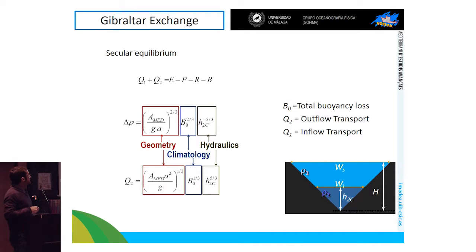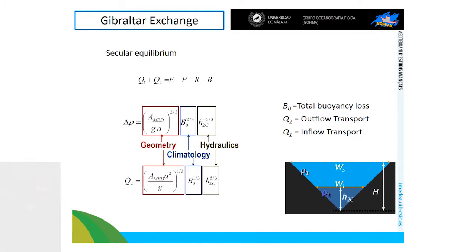And also there's a parameter here which is related to the hydraulic control in the Strait of Gibraltar. So if the Gibraltar Strait was a pipe, we would not have this term here, but it is. And the outflow is also linked to different terms which also relate to geometry, climatology, and hydraulics. So if our model is not able to have reasonable values for all these parameters, then we cannot expect to have the right change.